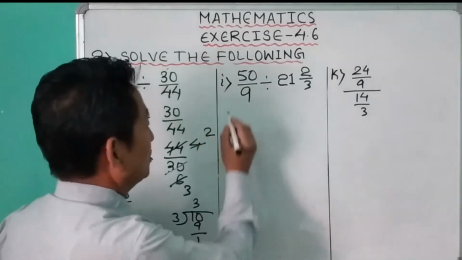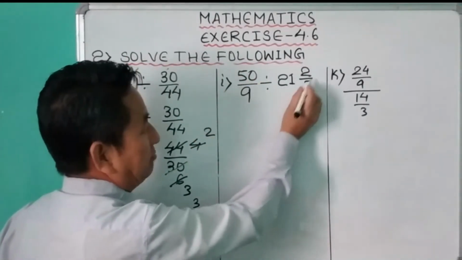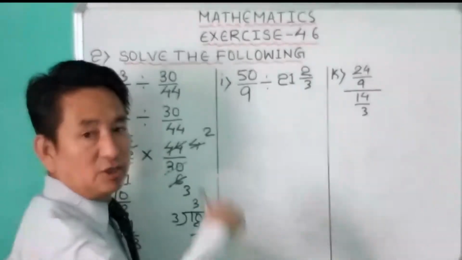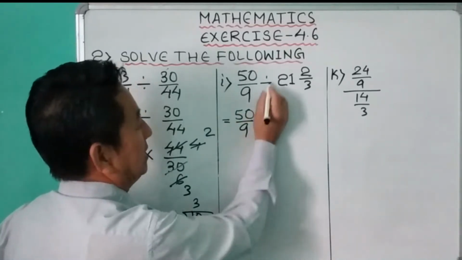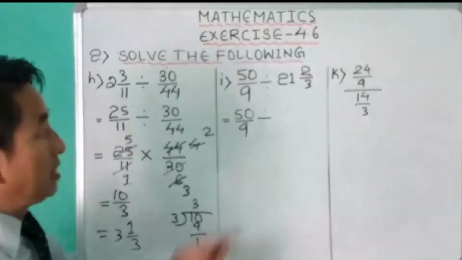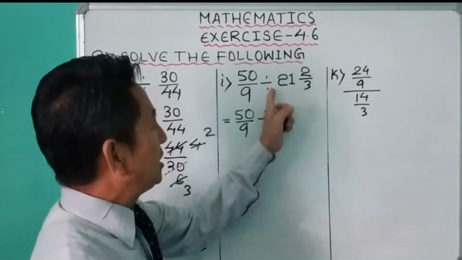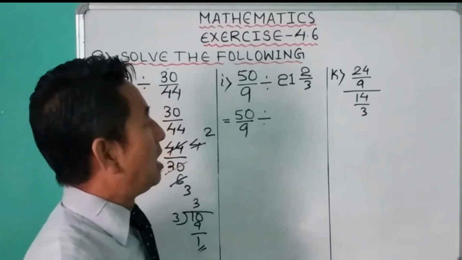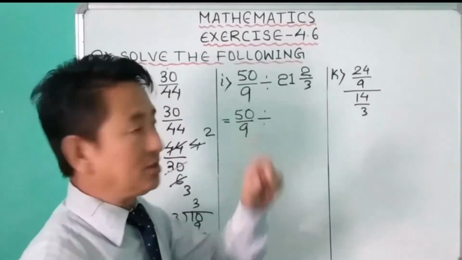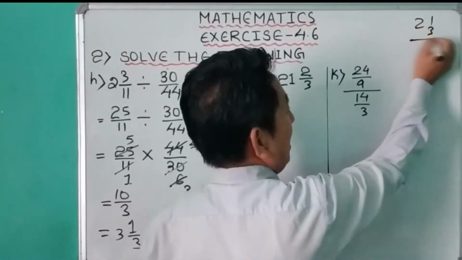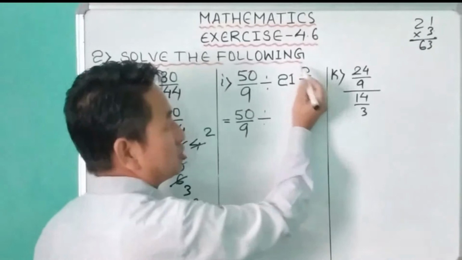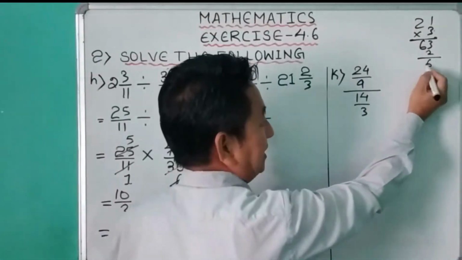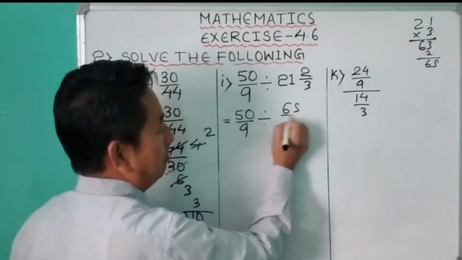Now the next question. This remains the same. Then we'll change this mixed fraction into an improper fraction. 50 over 9 will remain the same and the divide sign also will remain the same. Here 21 into 3, 21 into 2 by 3. This 21 is multiplied by this 3. You will get 63. 3 1s are 3, 3 2s are 6. Now you have to add 2 plus 2, 65. So we'll get 65 over 3.